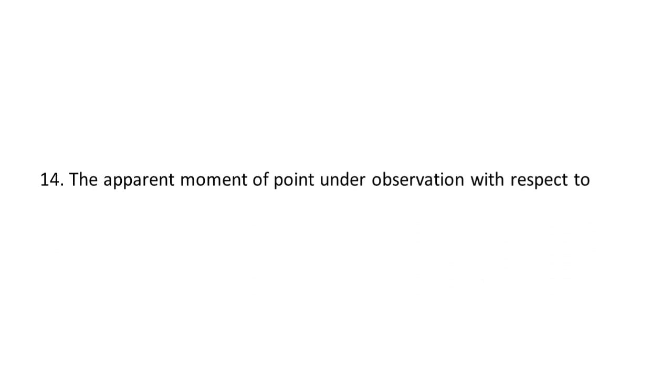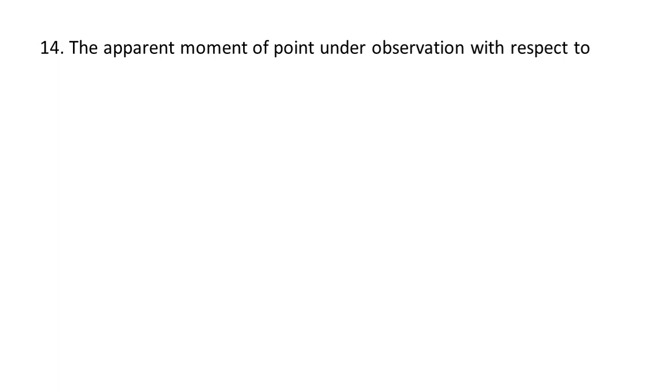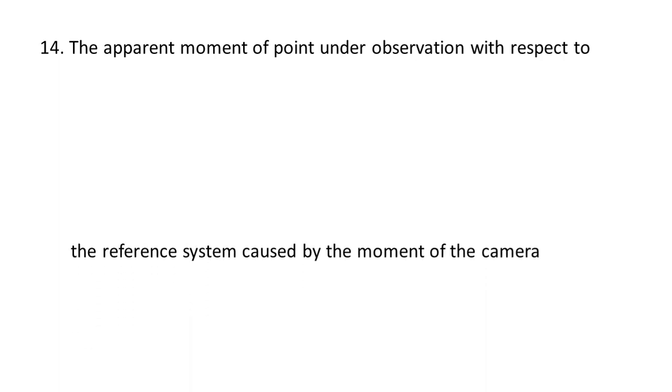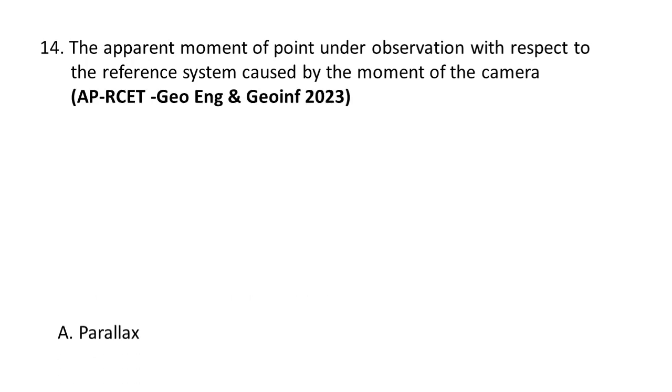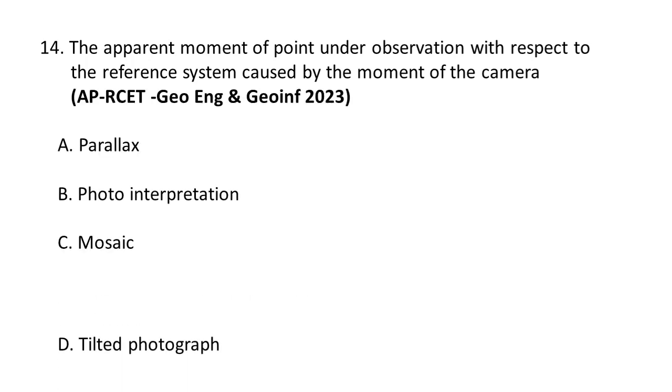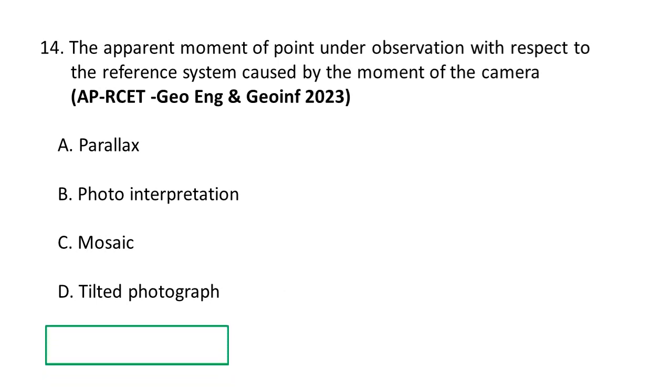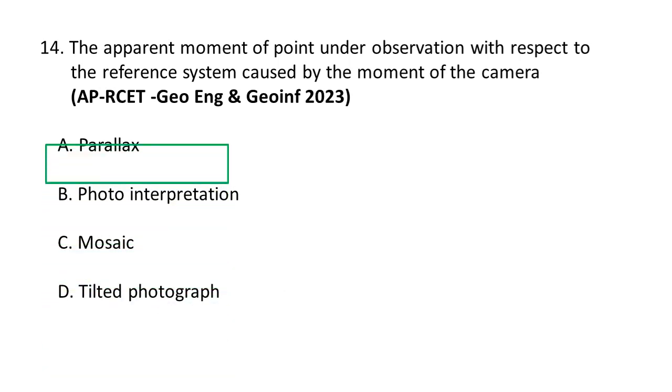Next question. The apparent movement of a point under observation with respect to the reference system caused by the movement of the camera is known as A, parallax, B, photo interpretation, C, mosaic, D, tilted photograph. So the correct option is A, parallax.